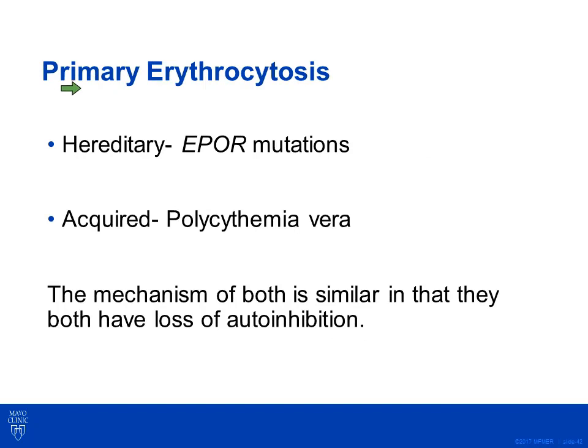So there are two causes of primary erythrocytosis. There's the hereditary cause, the EPO-R mutations, and the acquired cause, which is polycythemia vera. And the mechanisms of both of these are similar. They both involve the same receptor, and they both have loss of autoinhibition.